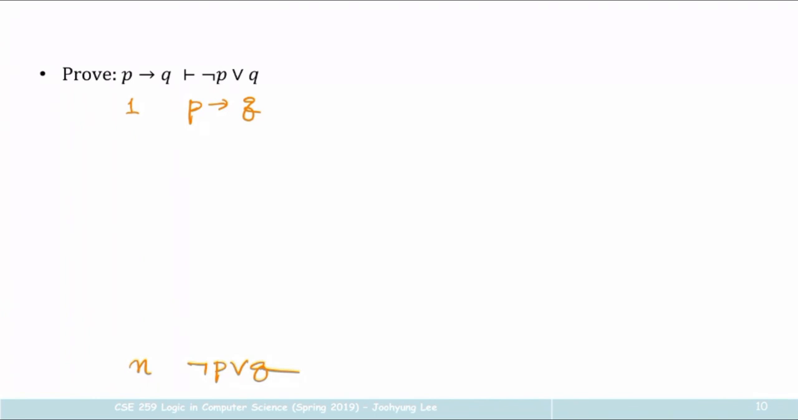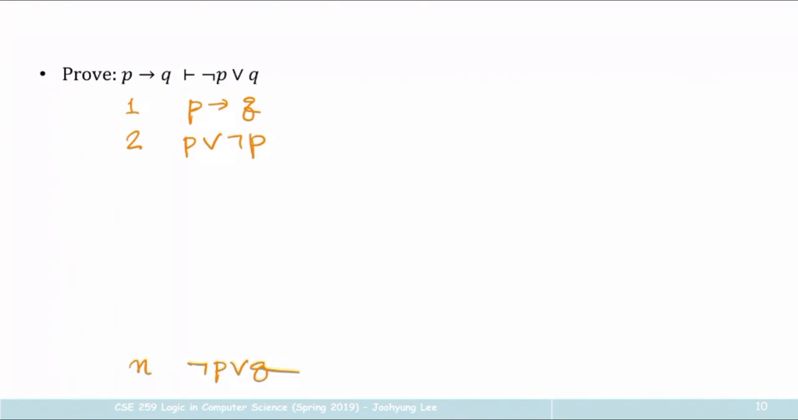Okay, so suppose you know P implies Q is true, and you have to prove not P or Q. How can we prove this fact? Let me give you a hint. Use the law of excluded middle. I'm going to give you that exactly: use not P or P, and use two cases, when P is true and when not P is true. Okay?